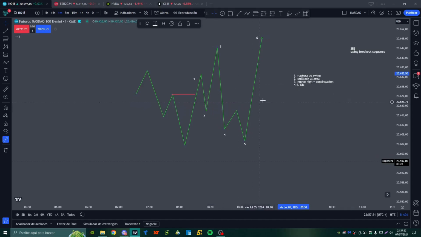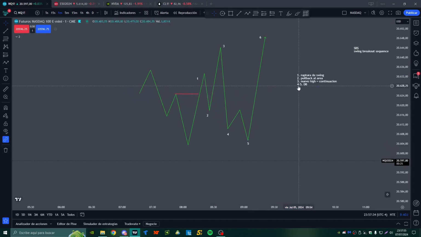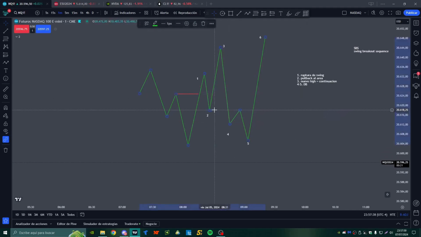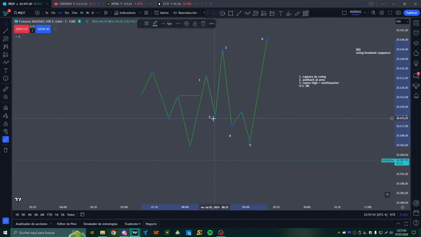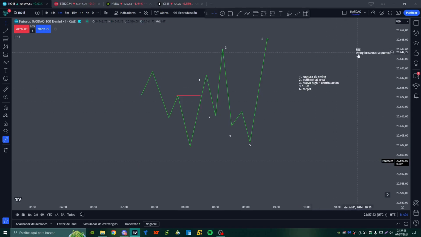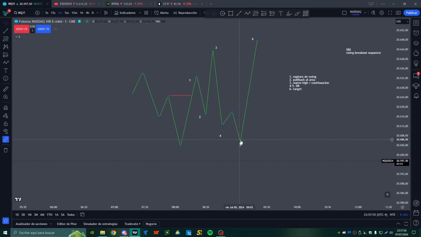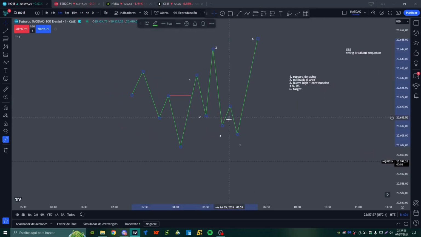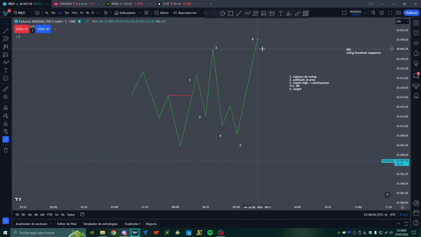After sweeping number 2, this is the rule that must be followed no matter what. 4 and 5 are generated after sweeping the first tap, and 6 is the target of our trail. So Stoic then came up with this way to show that order flow, that sequence, to make it easier for people.